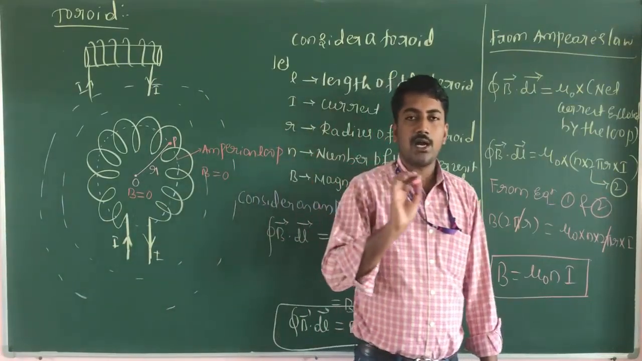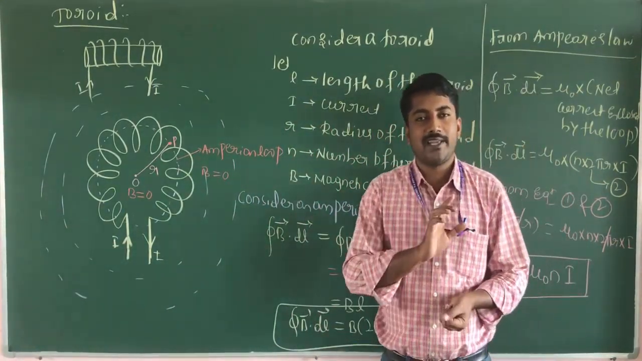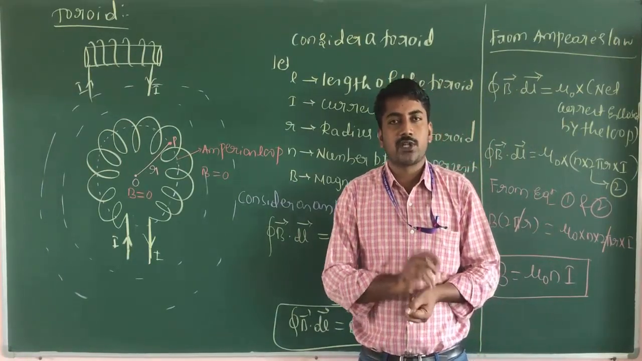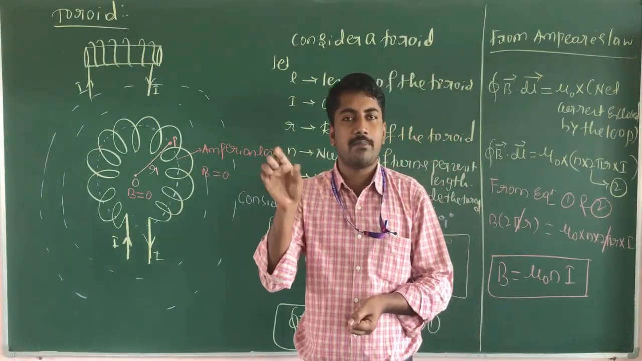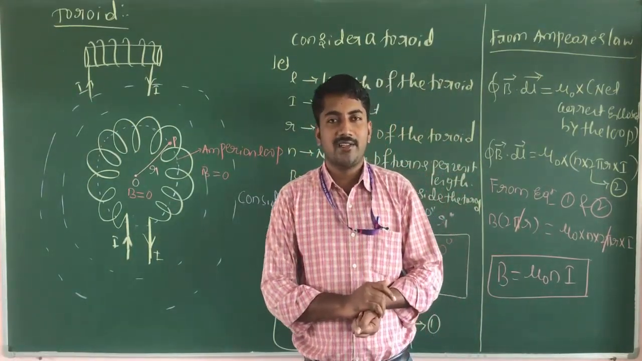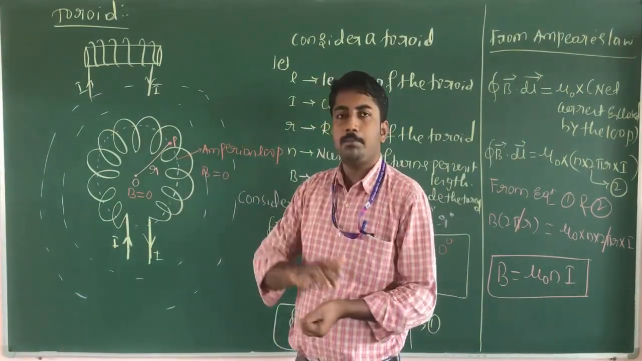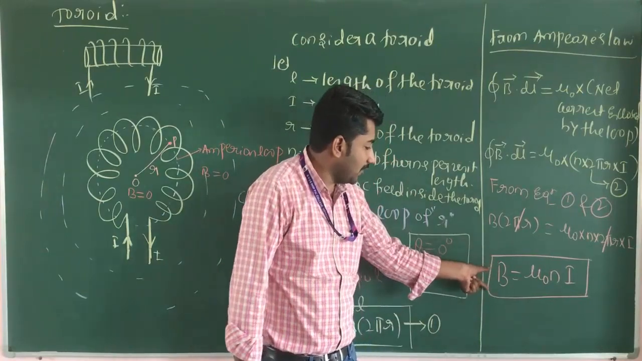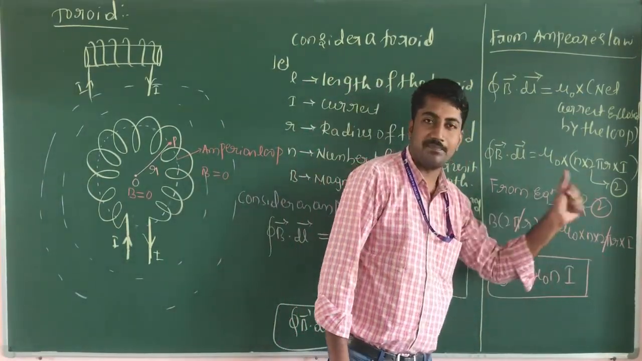This is the third application of Ampere's circuit law. The first application is the magnetic field due to a long straight current carrying conductor, giving B equal to mu naught I divided by 2 pi r. The second application is the magnetic field due to the solenoid, B equal to mu naught n I. The third application is the magnetic field due to the toroid, B equal to mu naught n I. Thank you.